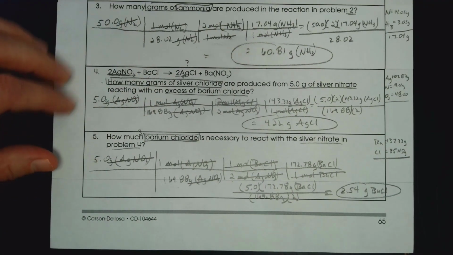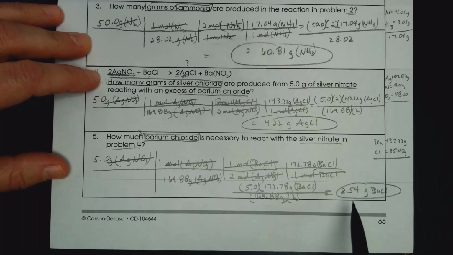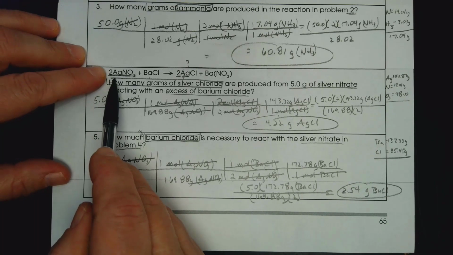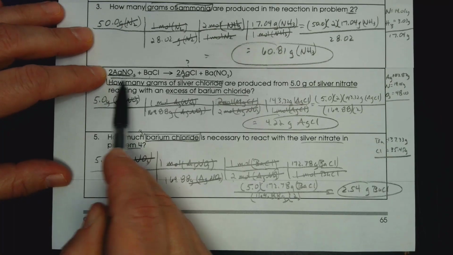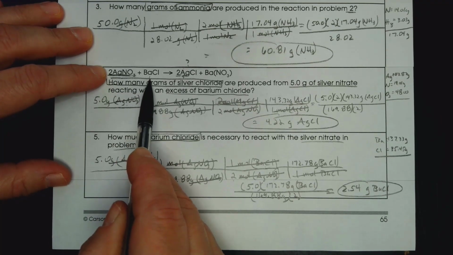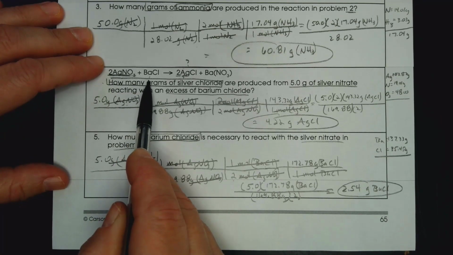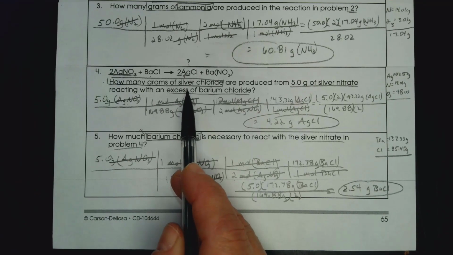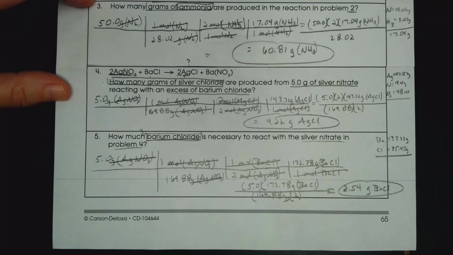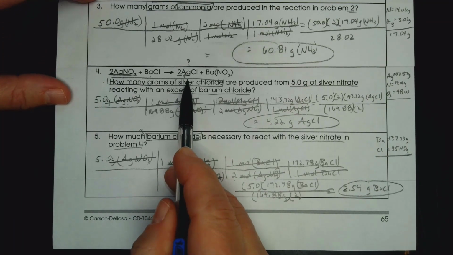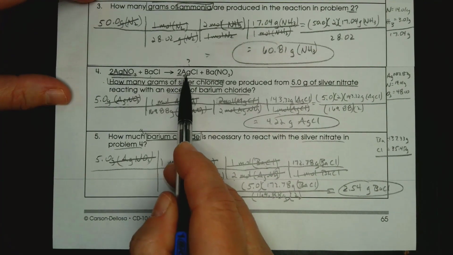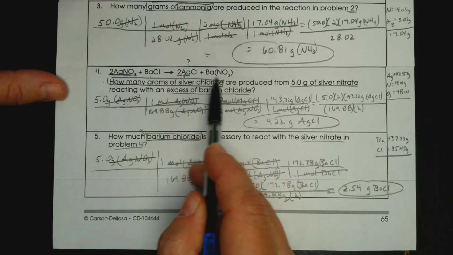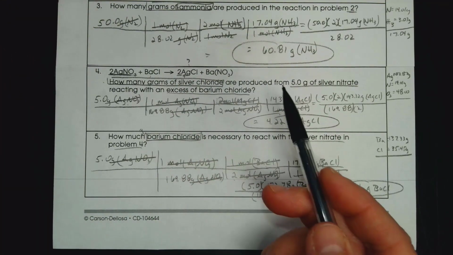So essentially what we're saying is that if I have 5 grams of silver nitrate and I react that with 2.54 grams of barium chloride, I'm going to end up getting 4.22 grams of this silver chloride and some unknown quantity of barium nitrate, because we haven't figured it out yet.